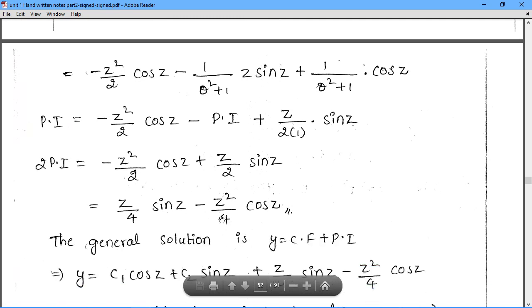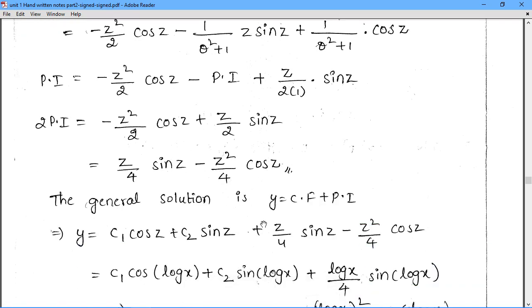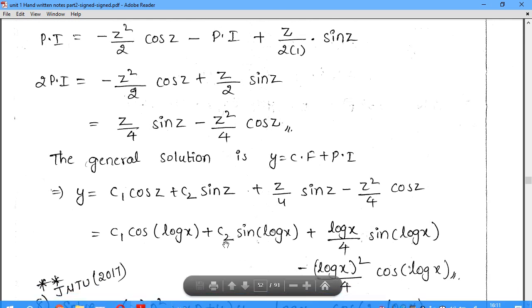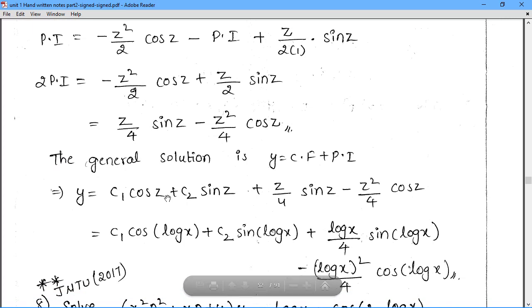So this will be the general solution, but we have to find the complete solution, which is obtained by taking z equal to log x. So don't forget to replace z as log x. That is y equals c1 cos log x plus c2 sin log x plus log x by 4 into sin of log x minus log x whole square by 4 cos of log x. It will be the required complete solution.